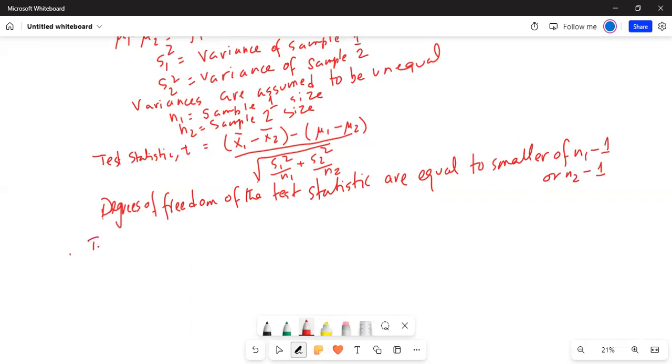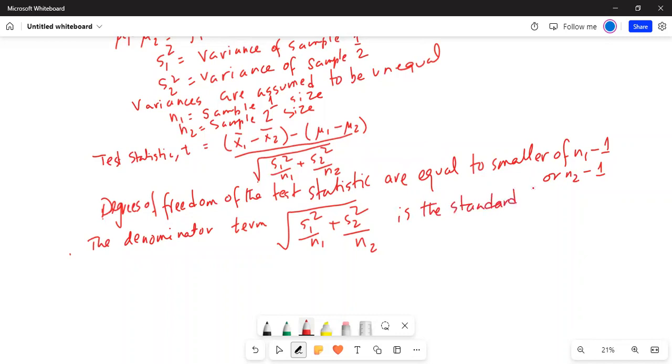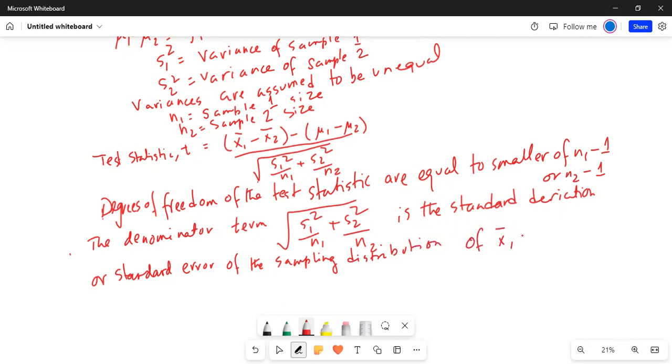The denominator term, square root of s1 square by n1 plus s2 square by n2, is the standard deviation or standard error of the sampling distribution of x1 bar minus x2 bar.